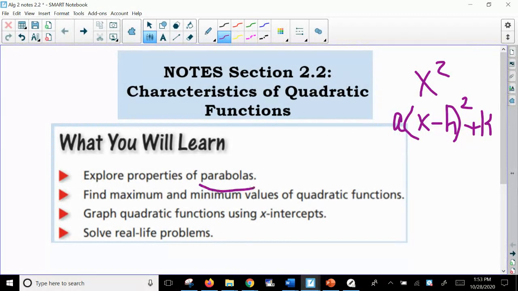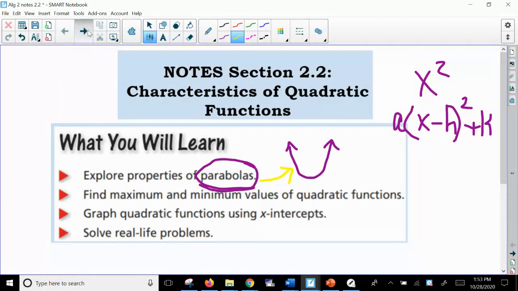And the graph of a parabola is a U-shaped curve. A graph of the quadratic function is a U-shaped curve called the parabola. So this is a parabola. It's a U-shaped curve. Okay?